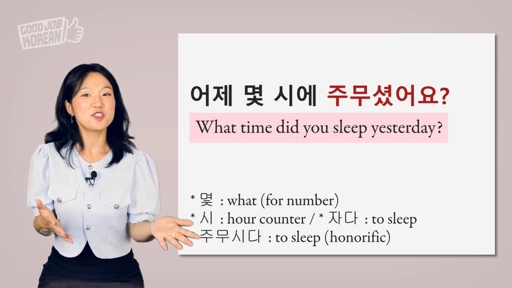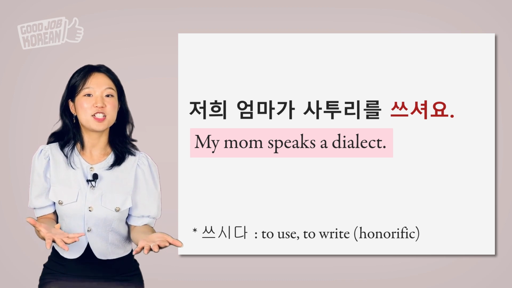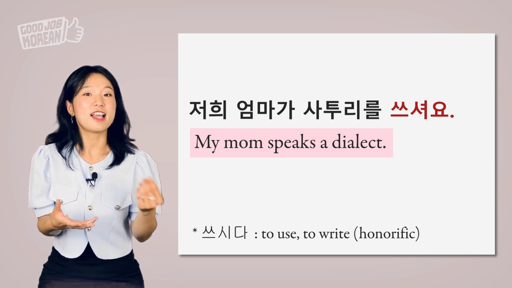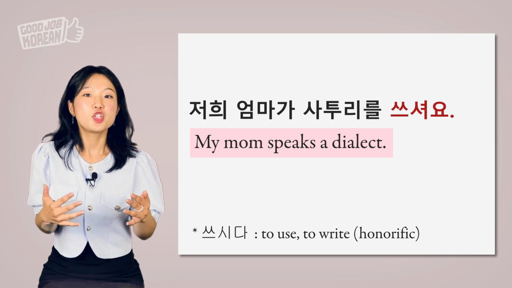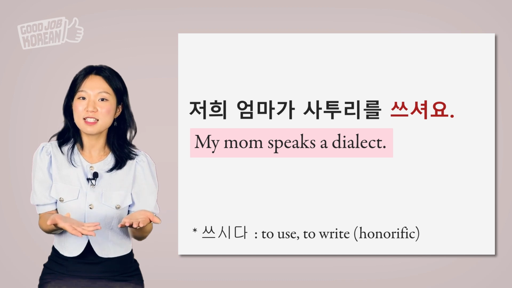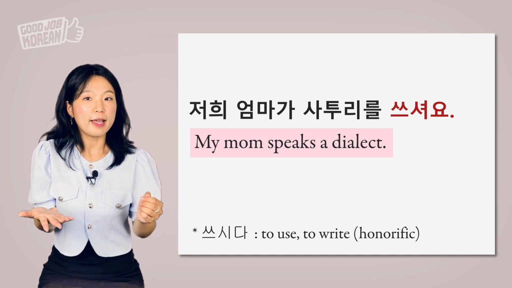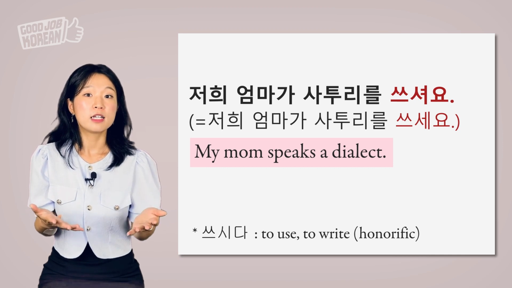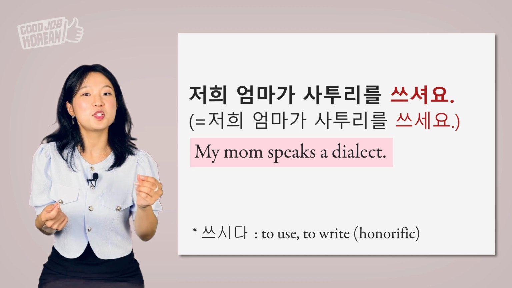Now, let's go back to our lesson sentence. 저희 엄마가 사투리를 쓰셔요. My mom speaks a dialect. As the subject of the sentence is her mom, she used the honorific form 쓰시다 instead of 쓰다 to show respect to her mom. And she could have also said 저희 엄마가 사투리를 쓰세요, because we can also use 세요 for the present tense.